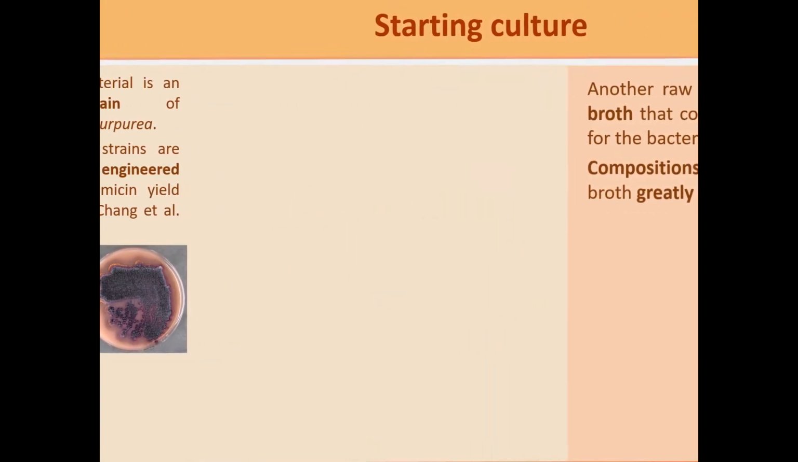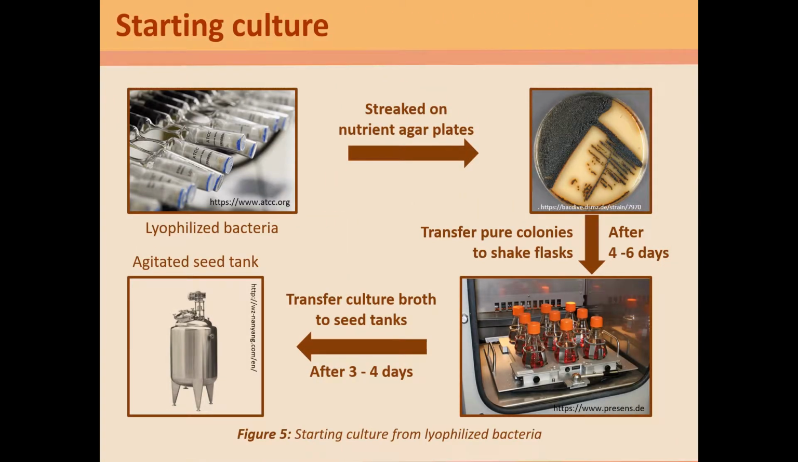The process begins with starting the culture. A lyophilized bacterial sample was checked on a nutrient agar plate. After 4 to 6 days, pure colonies from the agar plates were transferred onto shake flasks containing fermentation broth. After 3 to 4 days of inoculation, culture broth from the shake flask was transferred onto agitated seed tanks.